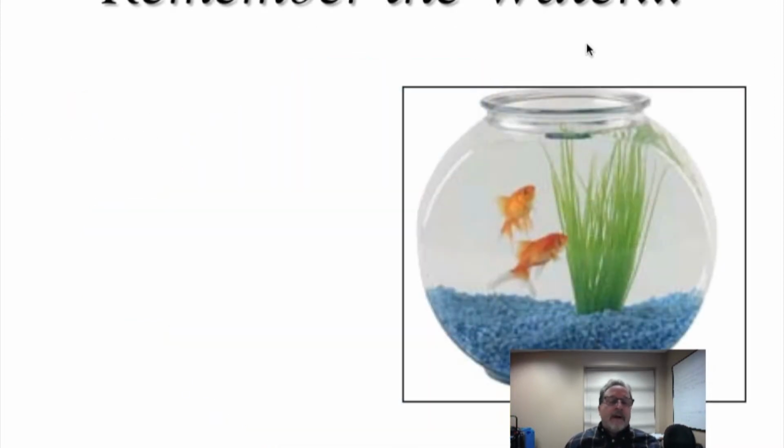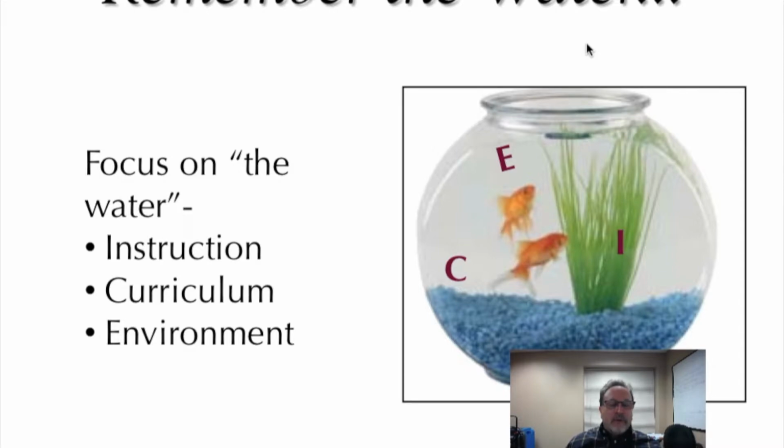All right, so we're going to get into now more specifically the components of that evaluation, really the details of what you'll be looking at to determine the student's needs. And remember, we'll go back to that analogy we used before of the fish in the water. And we focus on the water. And in this case, that's the instruction, the curriculum, and the environment that that student is functioning in.